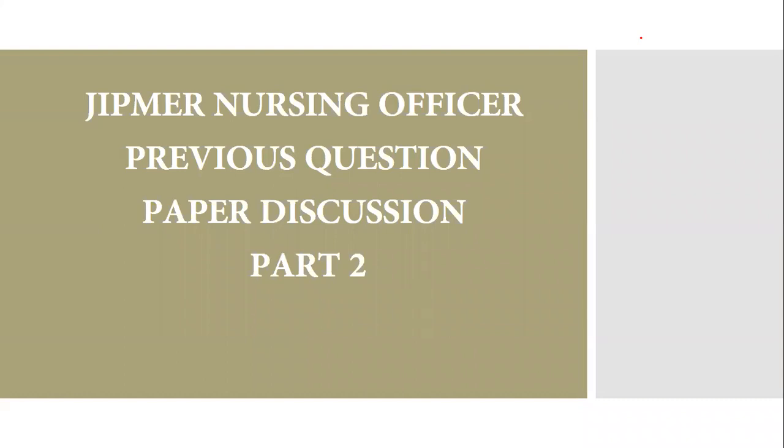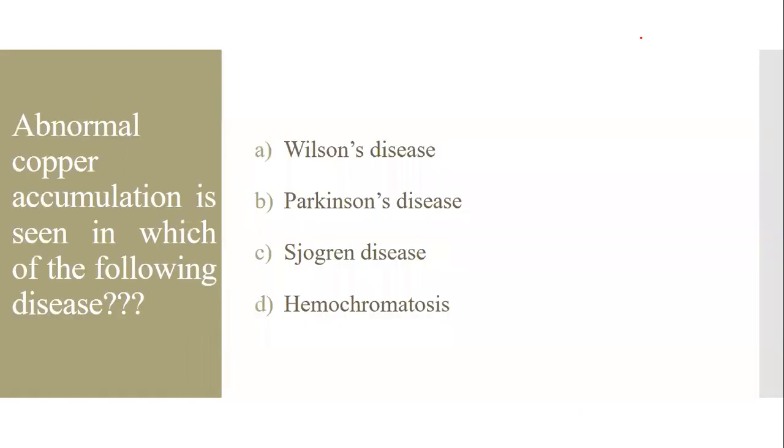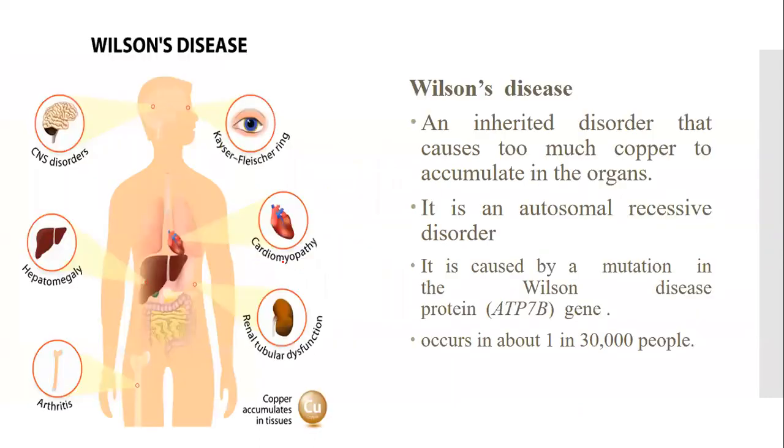Today we will be discussing some of the previous questions from JIPMER Nursing Officer examination. So the first question, abnormal copper accumulation is seen in which of the following disease? The options are Wilson's disease, Parkinson's disease, Sjogren's disease and hemochromatosis. We can see each option in detail.